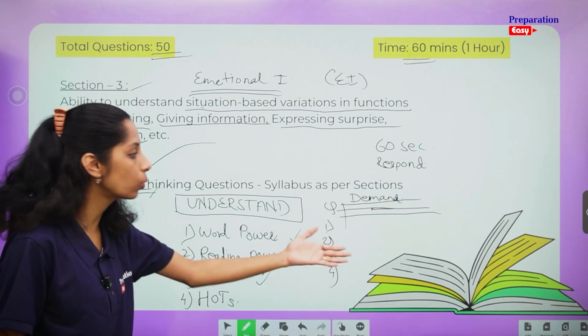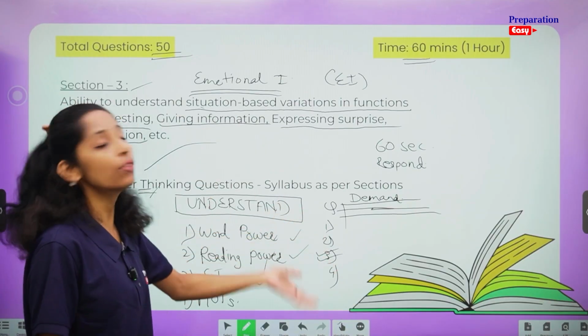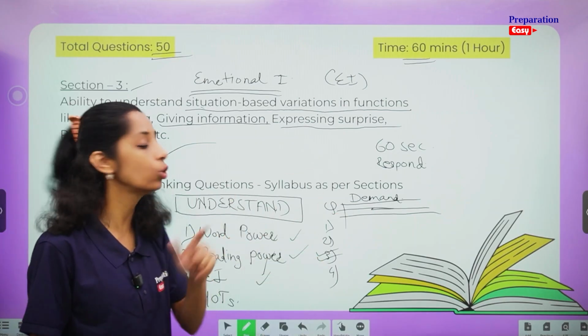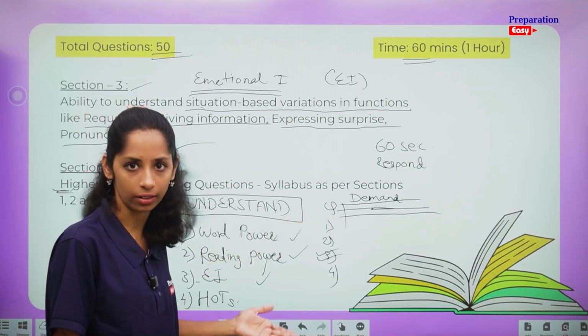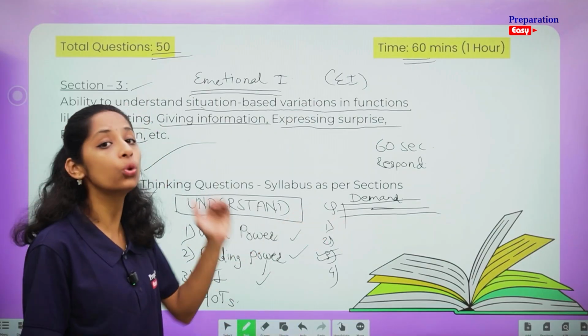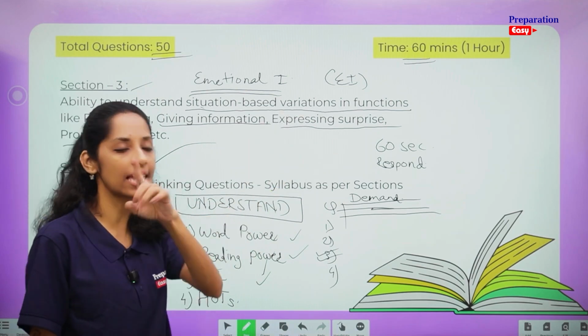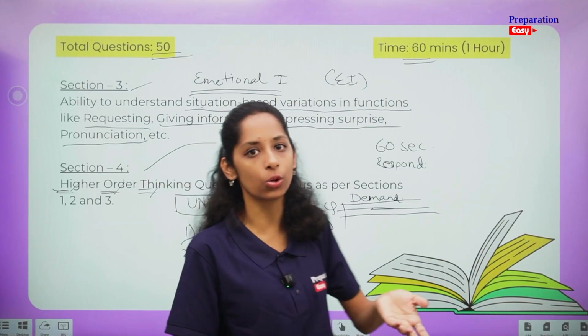Understand the demand of the question. What is the question asking? Okay, and then we can choose the correct option, because just reading will not make you choose the correct one. You can get confused after reading. But if you read and understand, then you can respond within 60 seconds, and that's my guarantee. So we are going to learn that as well in our next videos.